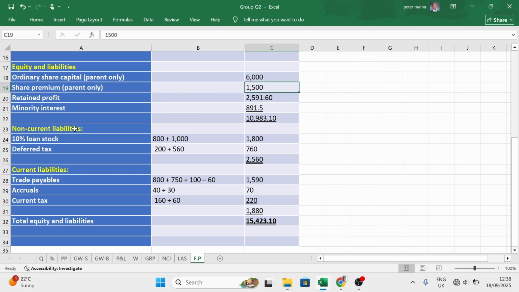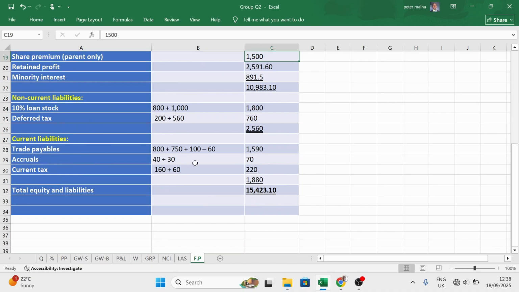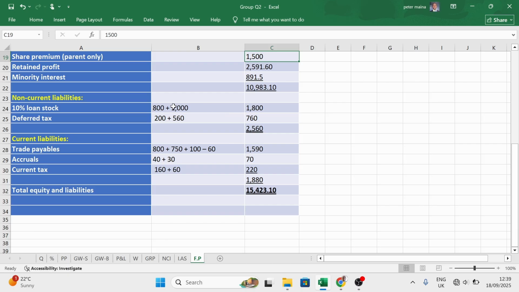From there we have non-current assets. We don't have a lot of workings here. You just add parent plus subsidiary. So note that the liabilities we consolidate, the assets we consolidate, but equity and reserves we do not consolidate. So the 10% loan stock, the parent had 800, subsidiary 1,000, so the total is 1,800. 1,800 is what we have here, 1,800.